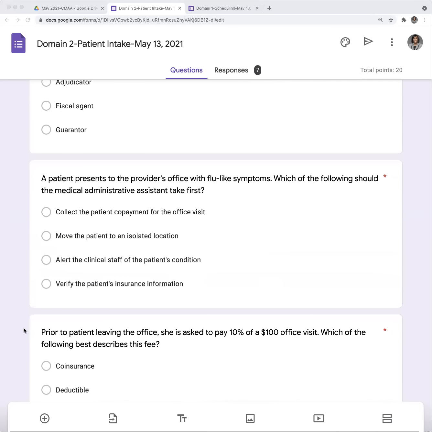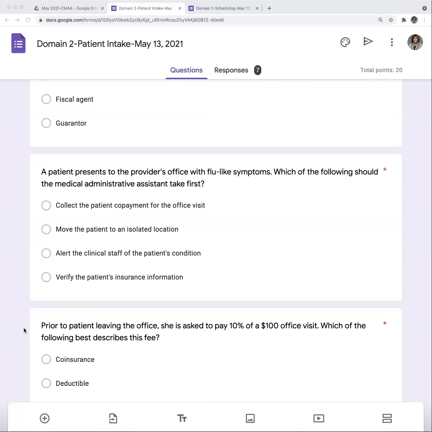A patient presents to the provider's office with flu-like symptoms. Don't come in. Please don't. Move the patient to an isolated location. I was with the first answer. Don't come in. Oh, that's what we say now because of COVID. Don't even show up.